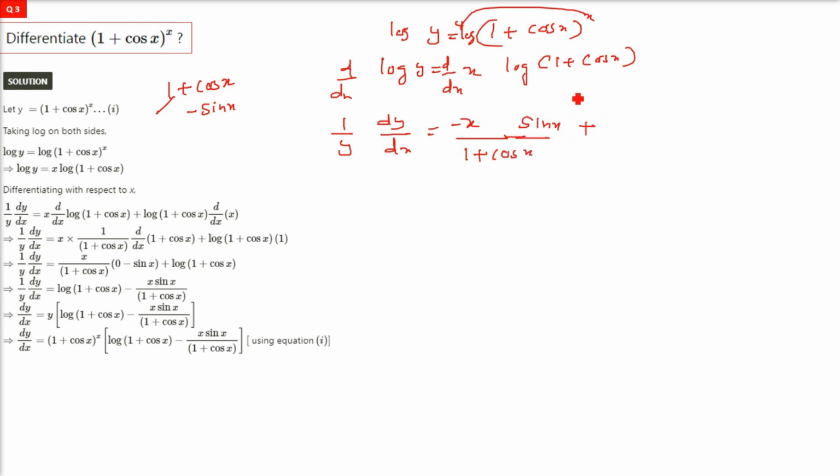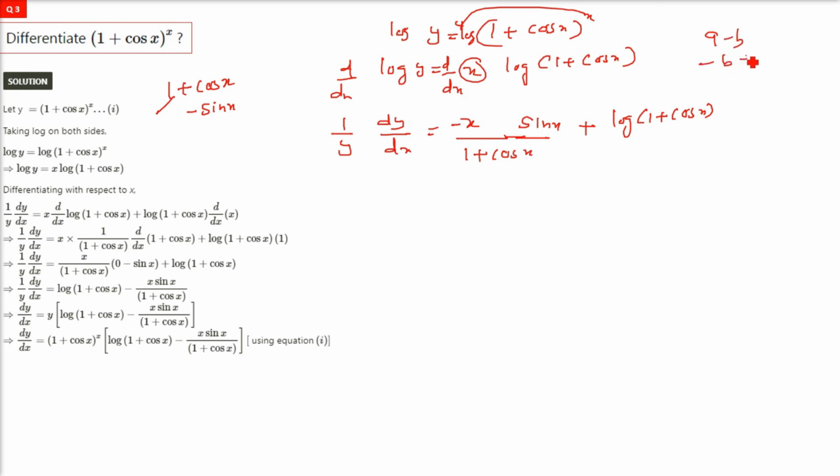Then plus. Now we already differentiated log. So log will come in front now. So we will not be differentiating it because we are using the product rule. d by dx of x is going to be 1. I am not writing it. It's going to be 1. Final is this one only. This is your final result.